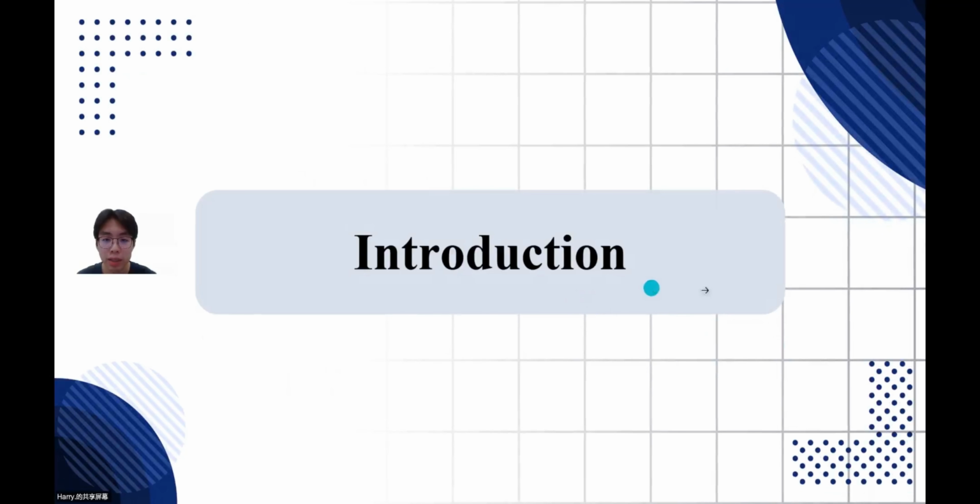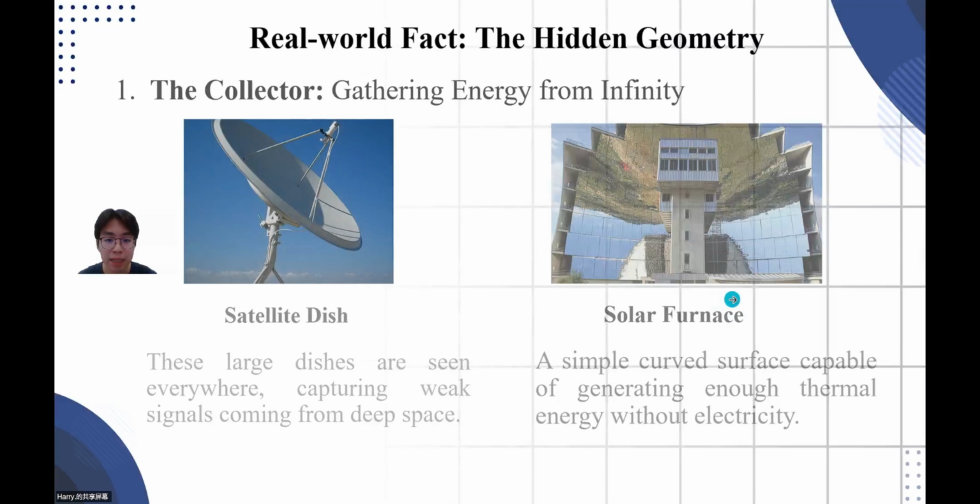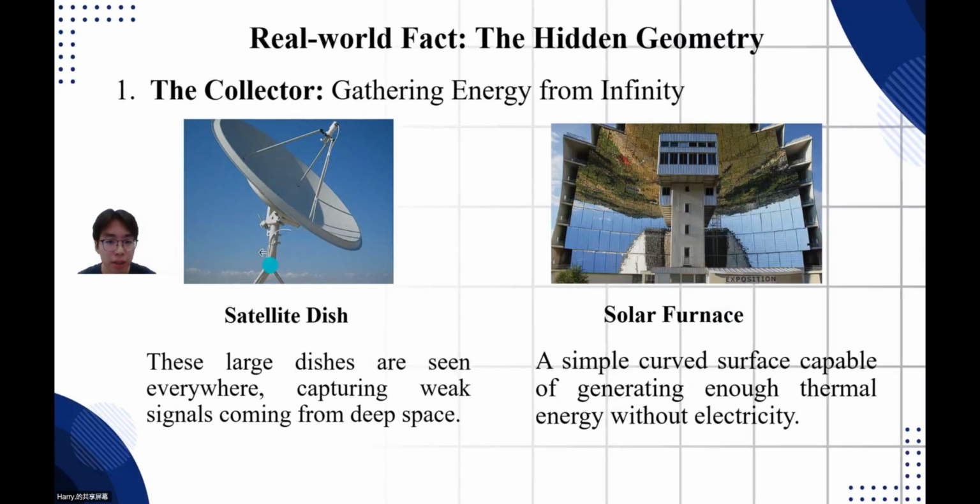The first part is the introduction. Let's look at these examples. This is a satellite dish, and these are solar furnaces. We call them collectors, gathering energy from infinity. Have you ever wondered why they all have this specific curved shape? These dishes are designed to catch very weak signals from deep space and focus all that energy into one small point to get a clean reception. This is how we get satellite TV and clean solar energy.